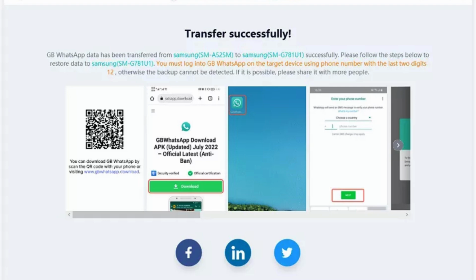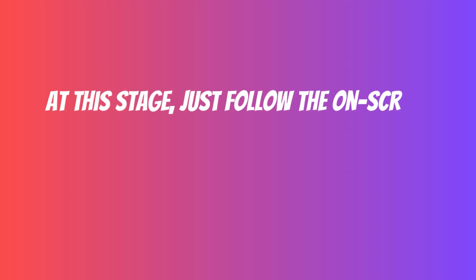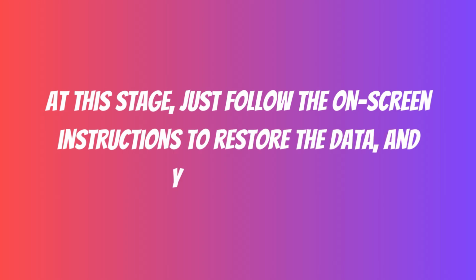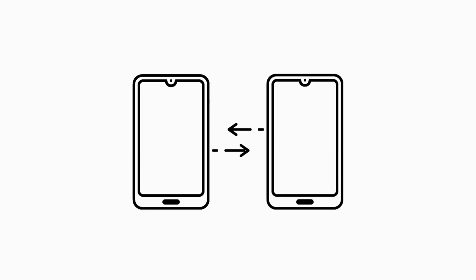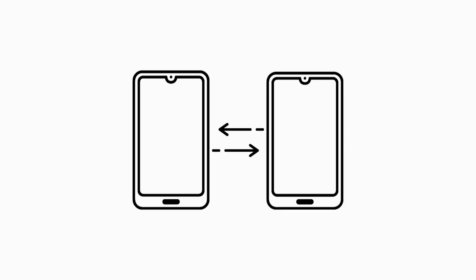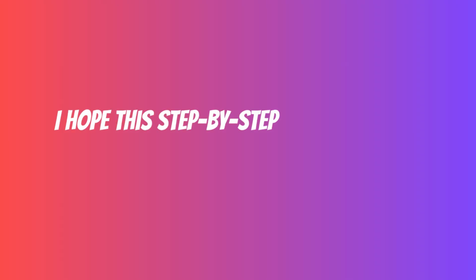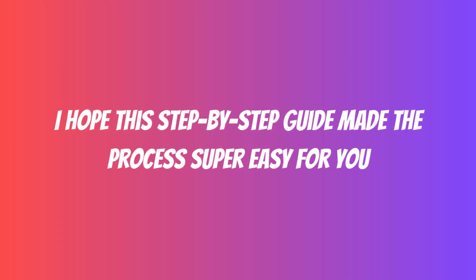Finally, once the transfer is complete, you'll see a confirmation that your GB WhatsApp data has been successfully moved to the new device. At this stage, just follow the on-screen instructions to restore the data, and you're all set. And that's it. You've successfully transferred your GB WhatsApp data to your new phone without losing a single chat, photo, or video. I hope this step-by-step guide made the process super easy for you.